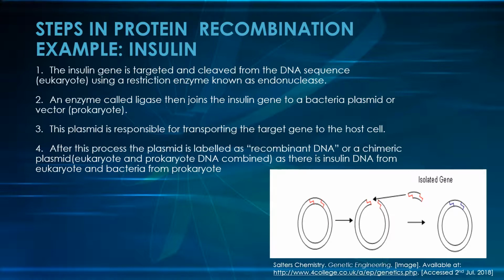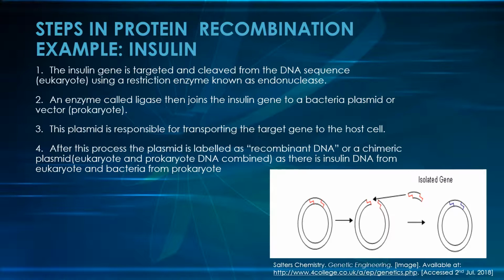Okay, so steps in protein recombination. I'm going to use the example of insulin, as it's quite a common protein that I'm sure everyone has heard of before. So the first step in protein recombination is the insulin gene is our target gene. In the very first picture you can see there's a little red line, and in between the two red lines is our target gene of insulin.